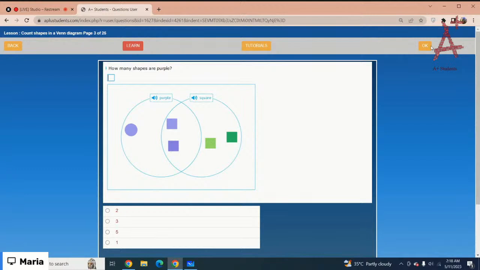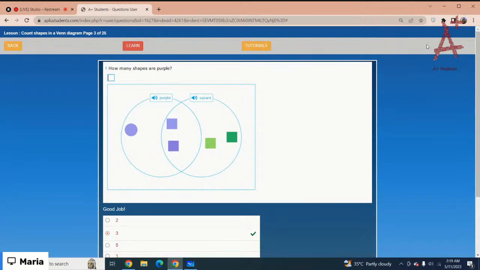How many shapes are purple? You just have to count the shapes that are in this circle. Got it? You have 1, 2, and 3. So the correct option is 3. You just have to count the shapes that are purple. So there are 3 shapes that are purple.